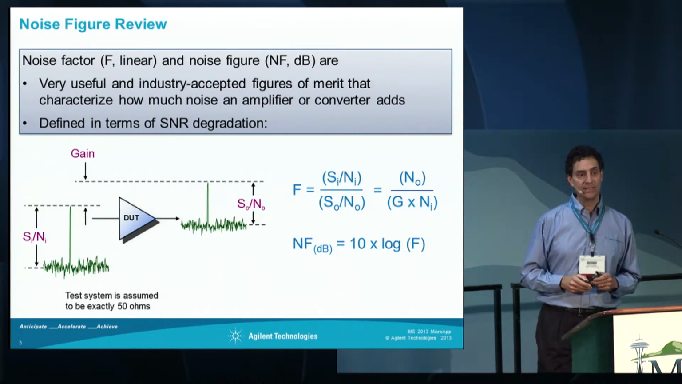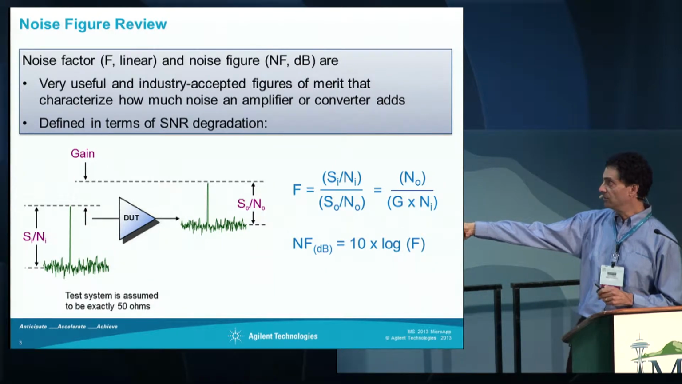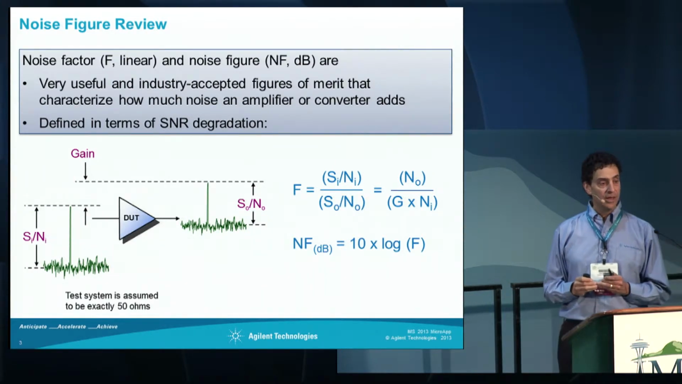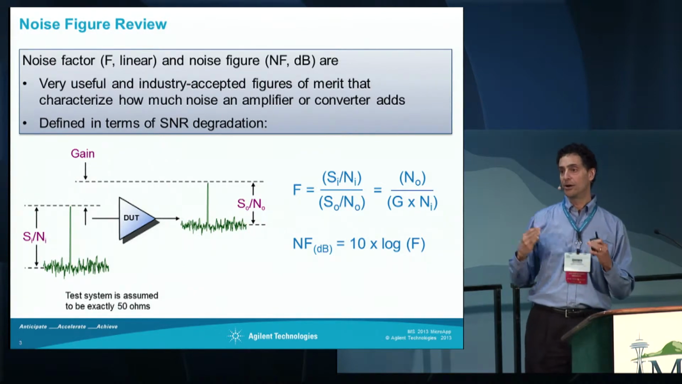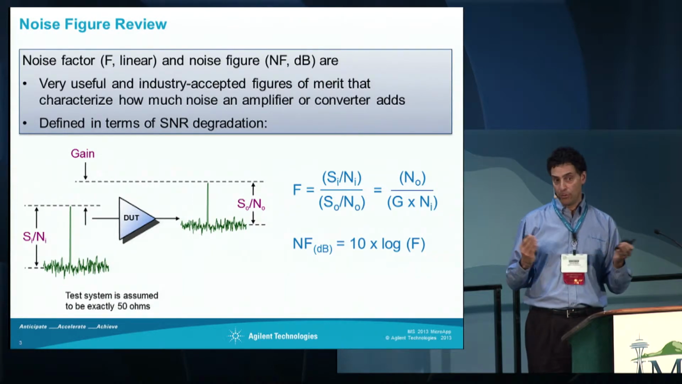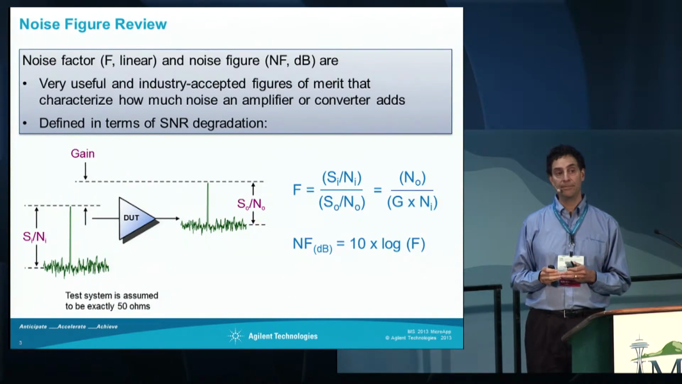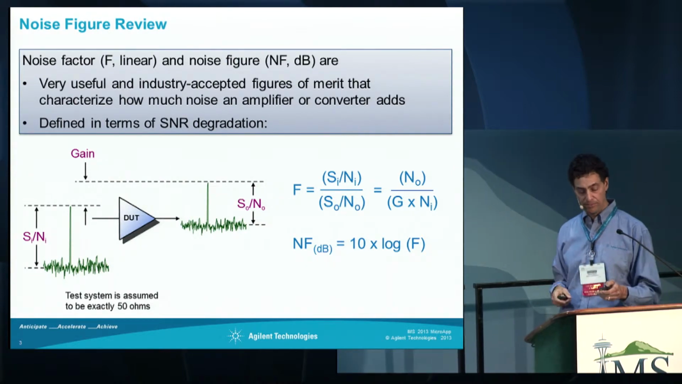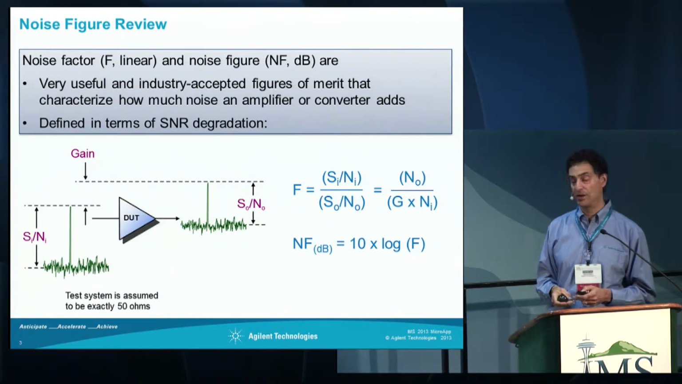Now, one point that I do want to point out here is noise figure is defined in a 50 ohm environment. So to the degree that your test system is not 50 ohms, that can introduce measurement uncertainty. And it can be quite significant if you don't do some error correction to take care of those.